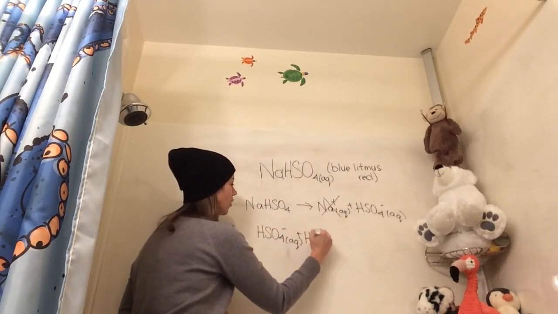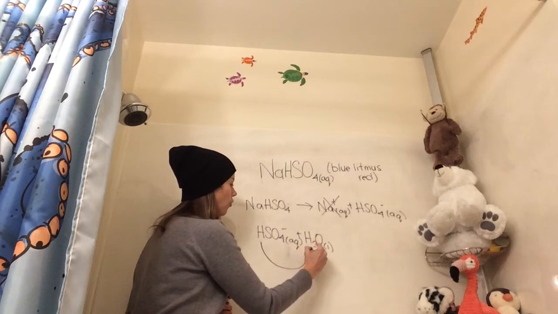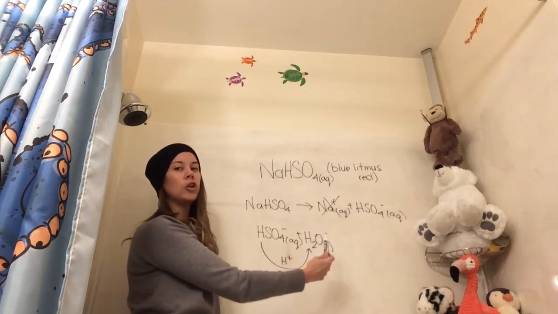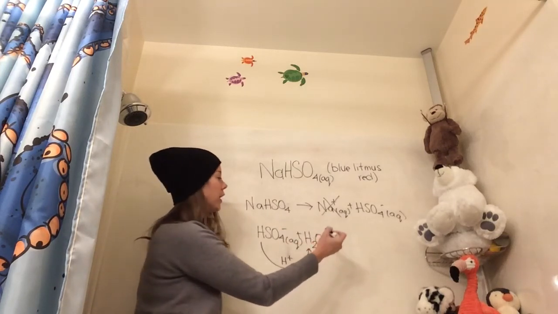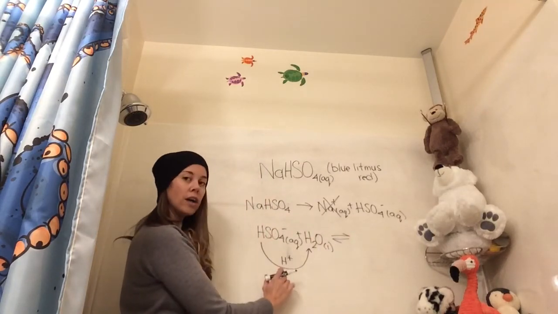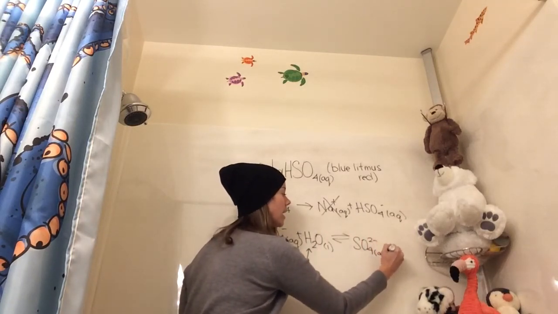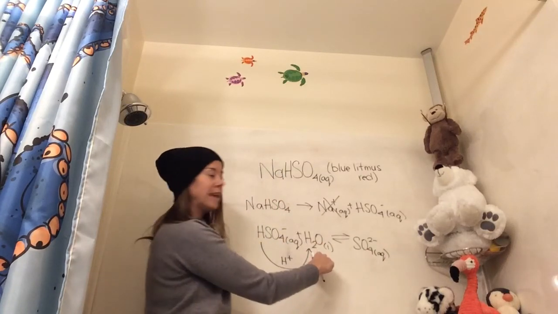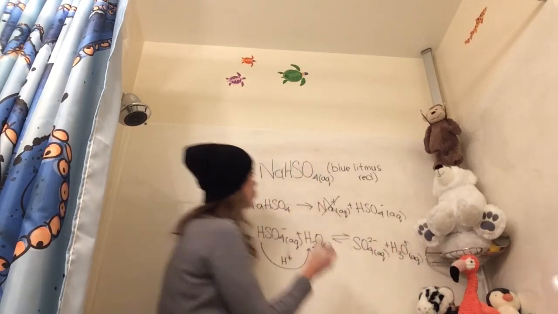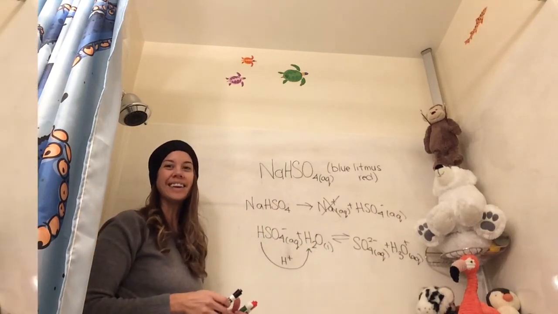Now we can react HSO4 negative with water, and this hydrogen ion can be donated over to our water molecule. So the HSO4 negative donates a hydrogen ion over to H2O liquid. What's going to happen here then is because our HSO4 negative has lost a hydrogen, it becomes SO4 2 negative, right? It's lost a proton, and our water has gained that proton, so it becomes H3O positive. So NaHSO4 does in fact react with water to produce hydronium ions, making it an acid.